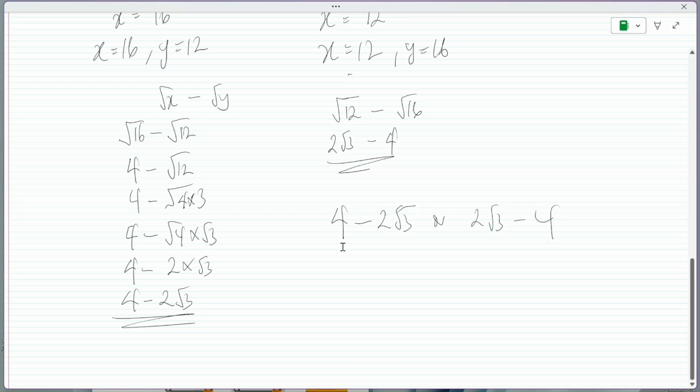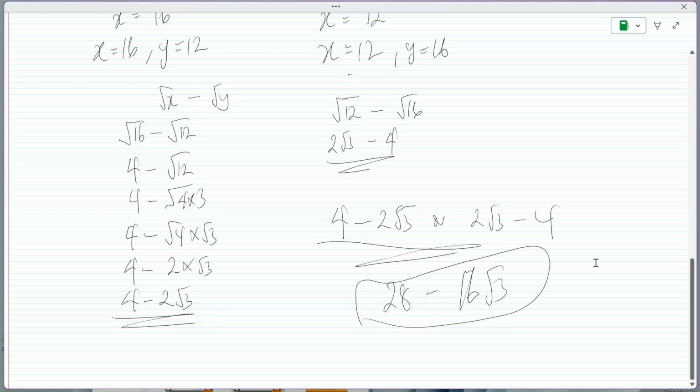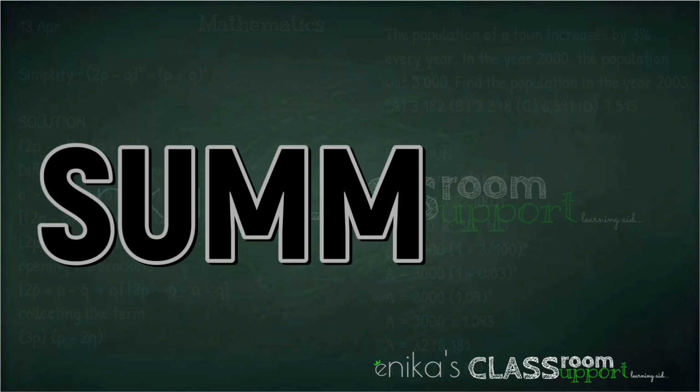They are not the same thing. 4 minus 2 root 3 will not give you the same answer as 2 root 3 minus 4. So we have two answers. And when we square both of them, you get the initial surds question, which is 28 minus 16 root 3. So the square root of 28 minus 16 root 3 is either 4 minus 2 root 3 or 2 root 3 minus 4. A quick summary.